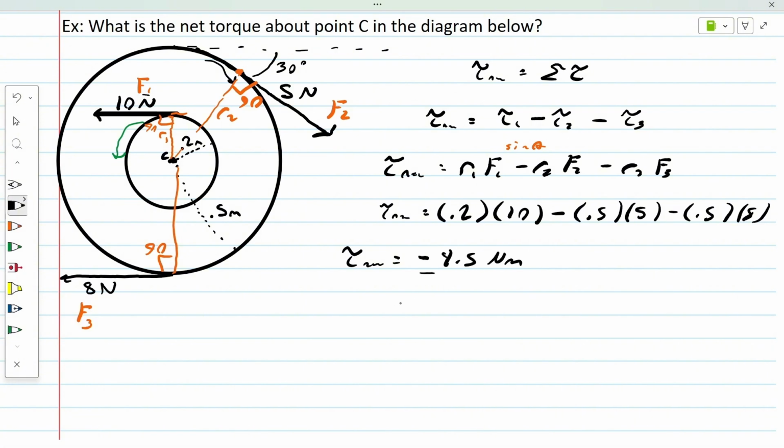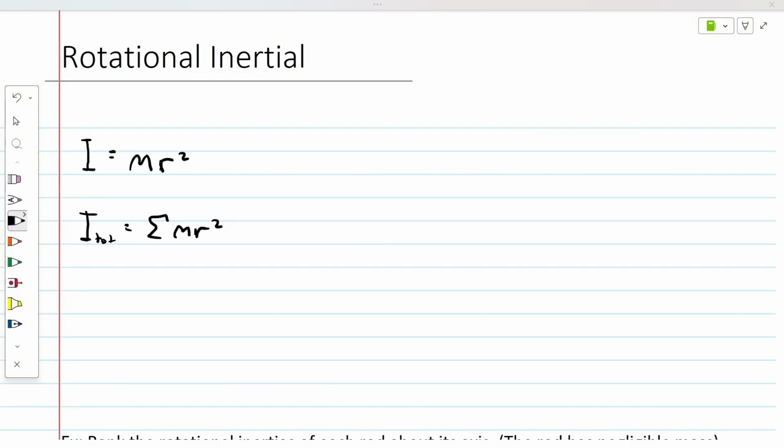And so what does this negative mean? Well, we define negative as the clockwise direction, so we could also say the answer is 4.5 newton meters clockwise. And then we won't need that negative, because that negative is really just the direction of torque. So this rotational inertia is kind of describing how much mass is moving around a point of a rotating object.